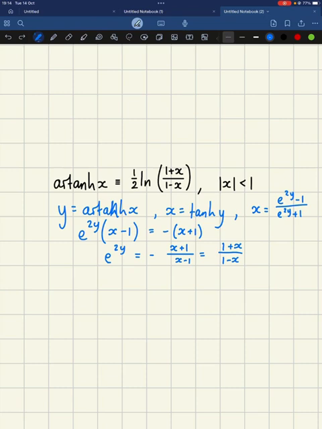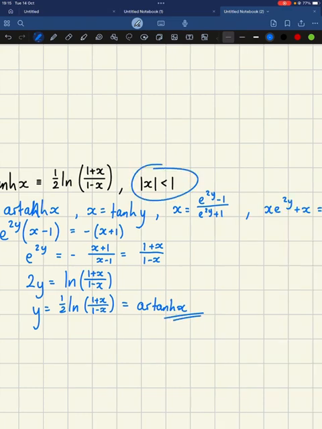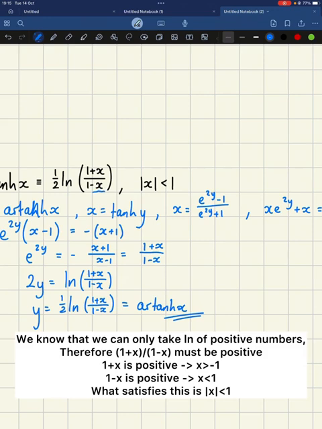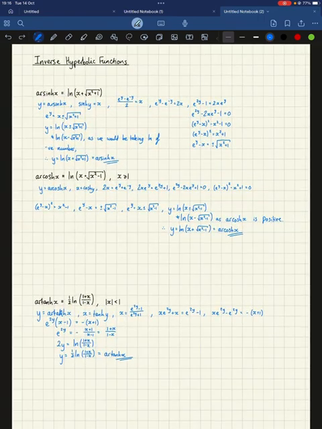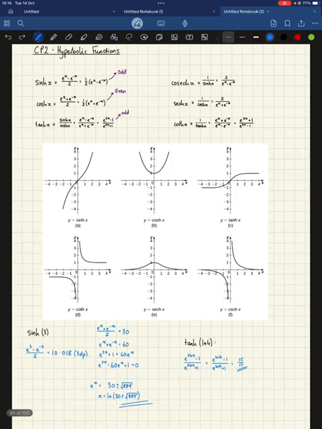Now we've got e to the 2y is equal to this, so we can take ln of both sides and get 2y is equal to ln of 1 plus x over 1 minus x. Now just multiply by half, and we get y is equal to half ln of 1 plus x over 1 minus x. And we said y is arc tanh x. And the modulus of x must be less than 1. So yeah, this is the introduction to hyperbolic functions.